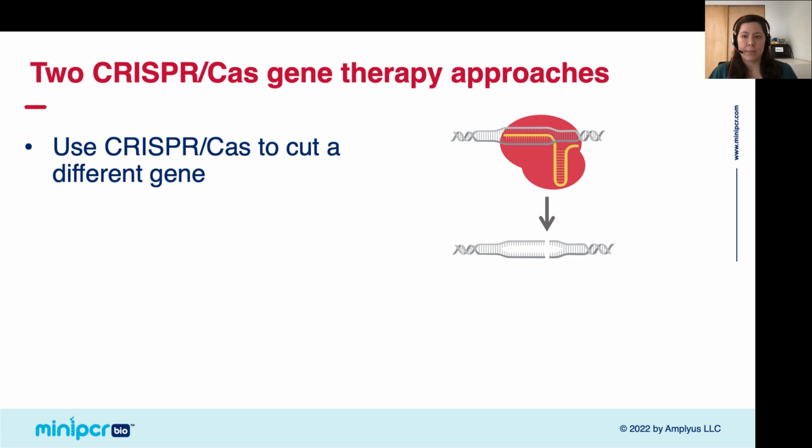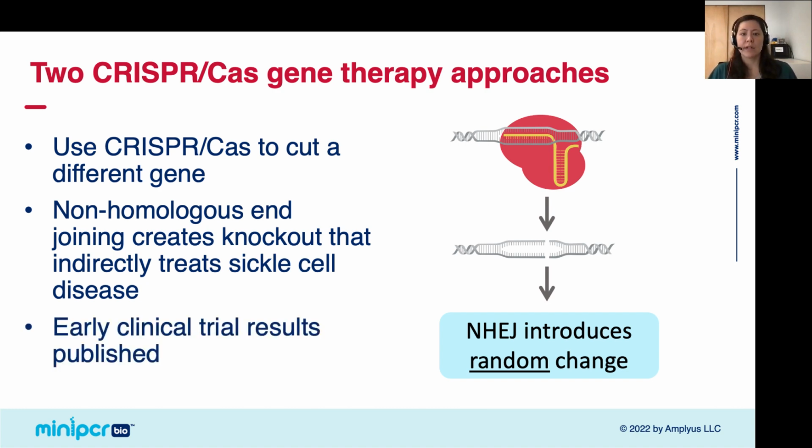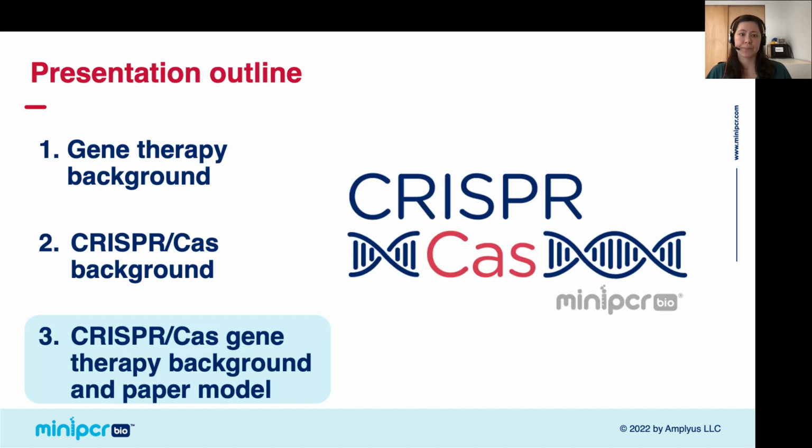In this gene therapy strategy, scientists use CRISPR-Cas to cut a different gene, with the goal that the double-strand break would be repaired using the error-prone stick-it-back-together method, non-homologous end joining. The key to this strategy is that scientists selected a gene that, when it's knocked out, will indirectly prevent hemoglobin protein from clumping, thus treating the cause of sickle cell disease. Early results from this clinical trial have been published and are quite promising.